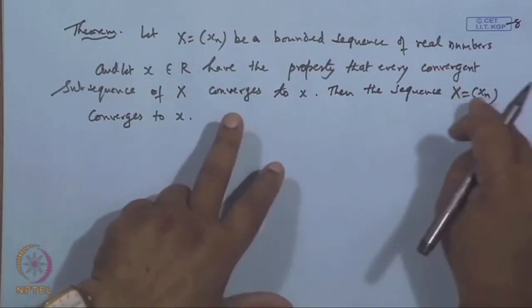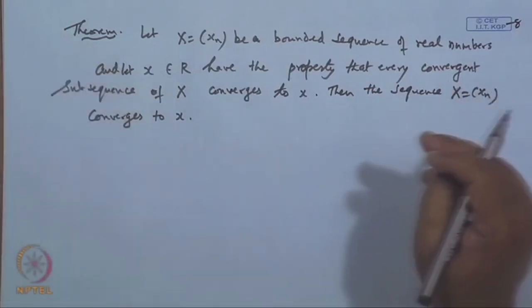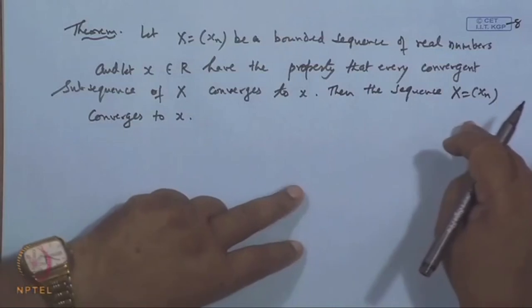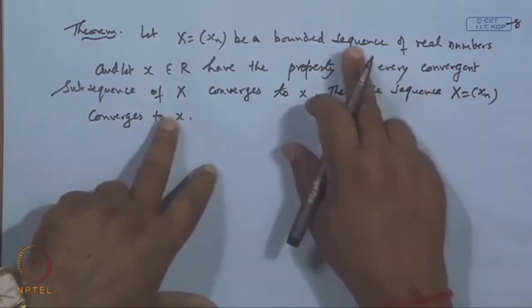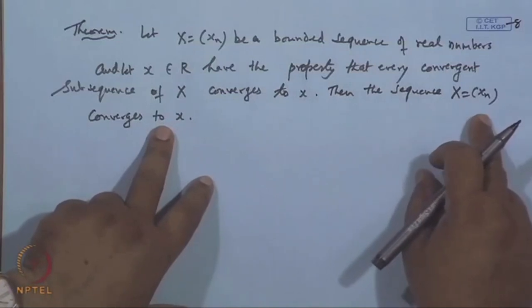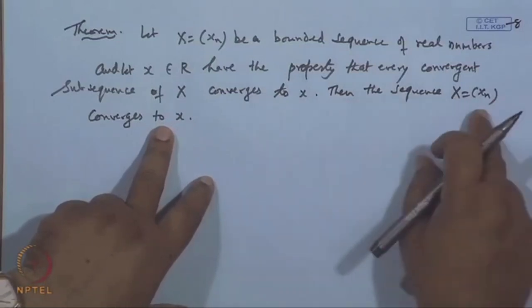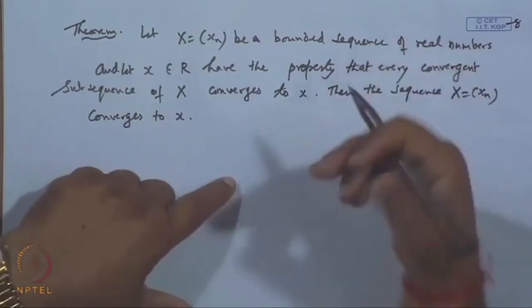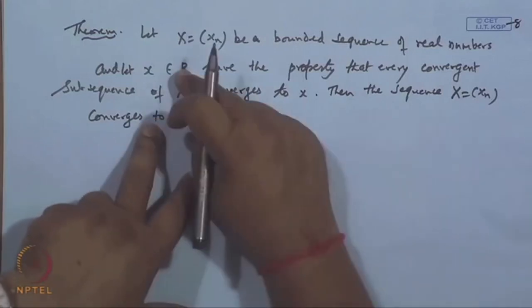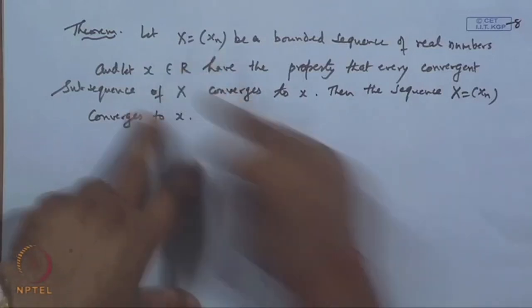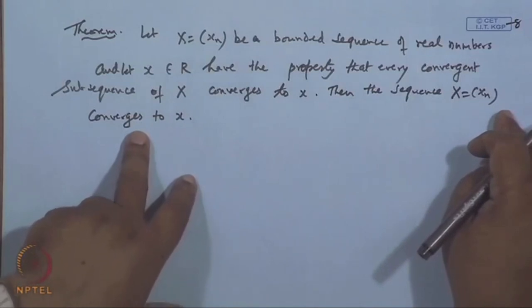Now, this is the converse part of the previous results. In the previous result, we have shown that if a sequence is convergent, then all of its subsequences will be convergent and converge to the same limit. Now, this shows the converse part. Suppose a sequence is a bounded sequence, and if all of its subsequences converge to the same point x, then the sequence must be a convergent one.